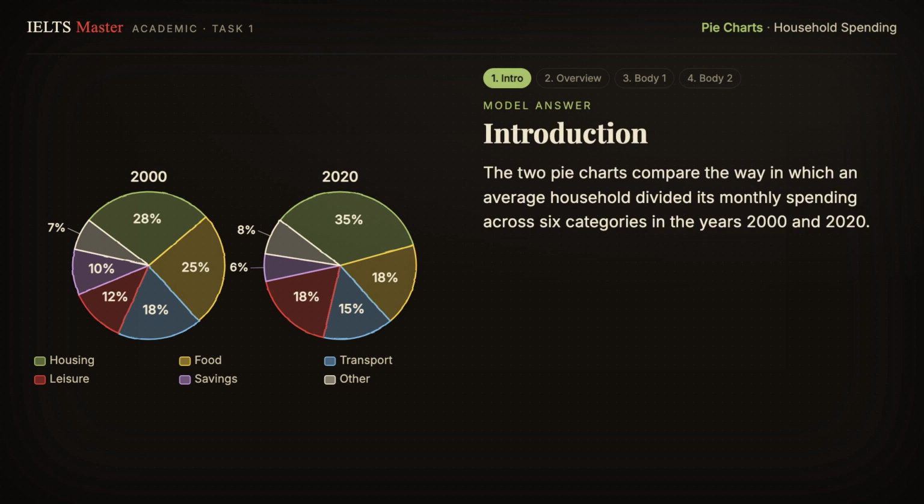The introduction is 1 sentence in our own words. The 2 pie charts compare the way in which an average household divided its monthly spending across 6 categories in the years 2000 and 2020. Notice I didn't copy the prompt. Show how became compare the way in which. A small change, but it shows the examiner your range from the very first line.